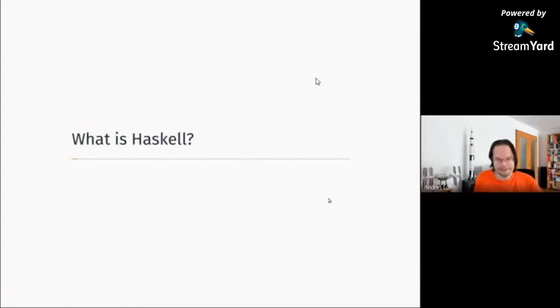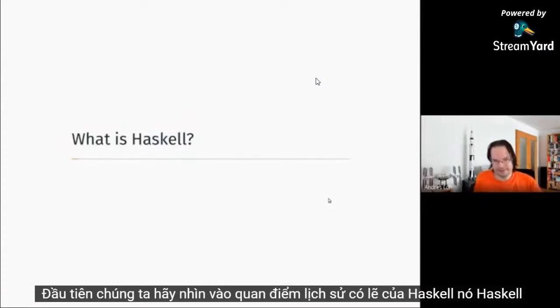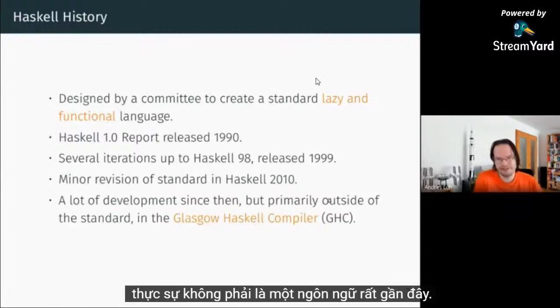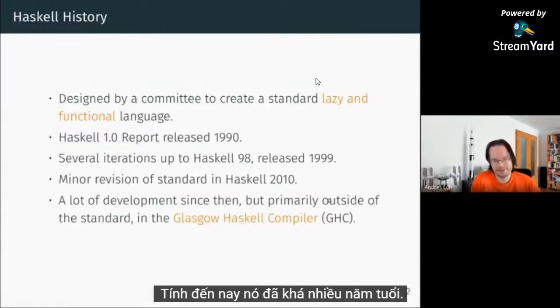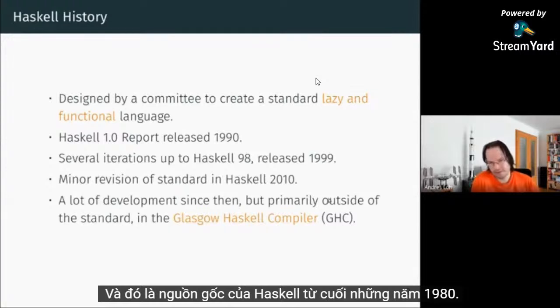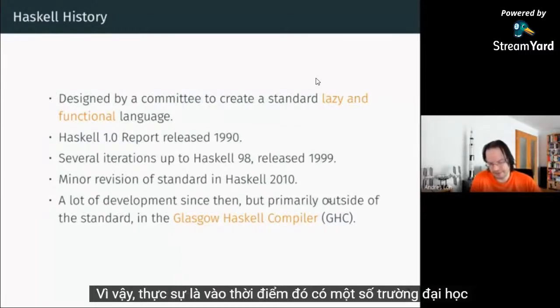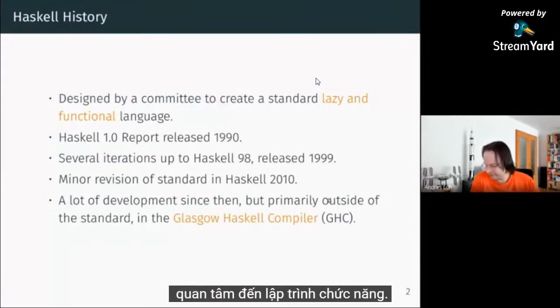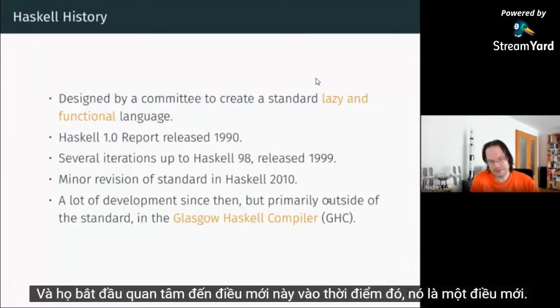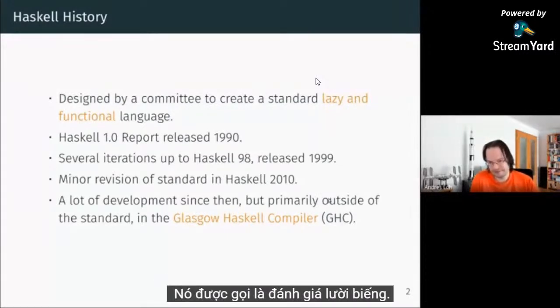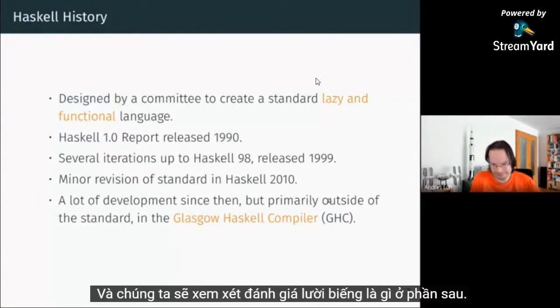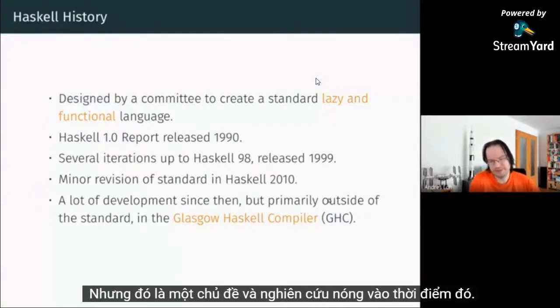Okay, all right. Let's first look at the historical perspective of Haskell. Haskell is not actually a very recent language. It is quite a number of years old by now. The origins of Haskell go back to the late 1980s, and it has a very academic background originally. At the time, a number of universities were interested in functional programming, and they became interested in this new thing called lazy evaluation. We'll look at what lazy evaluation is later on, but that was a hot topic in research at the time.